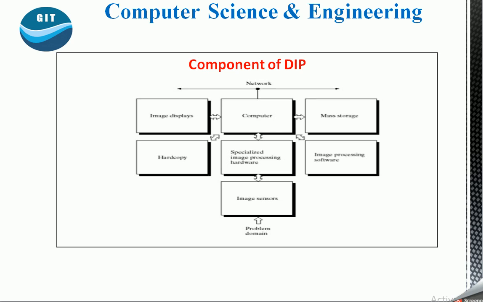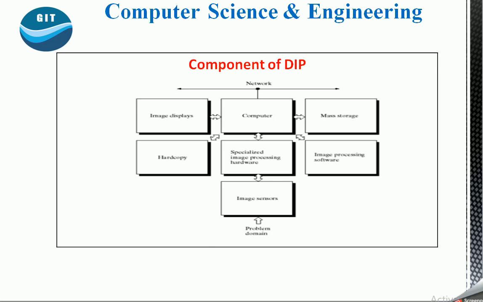The seventh is the display device. It includes the monitor or display screen that displays the processed image. And last, network. Network is the connection of all the above elements in the image processing system. These are the components of DIP.